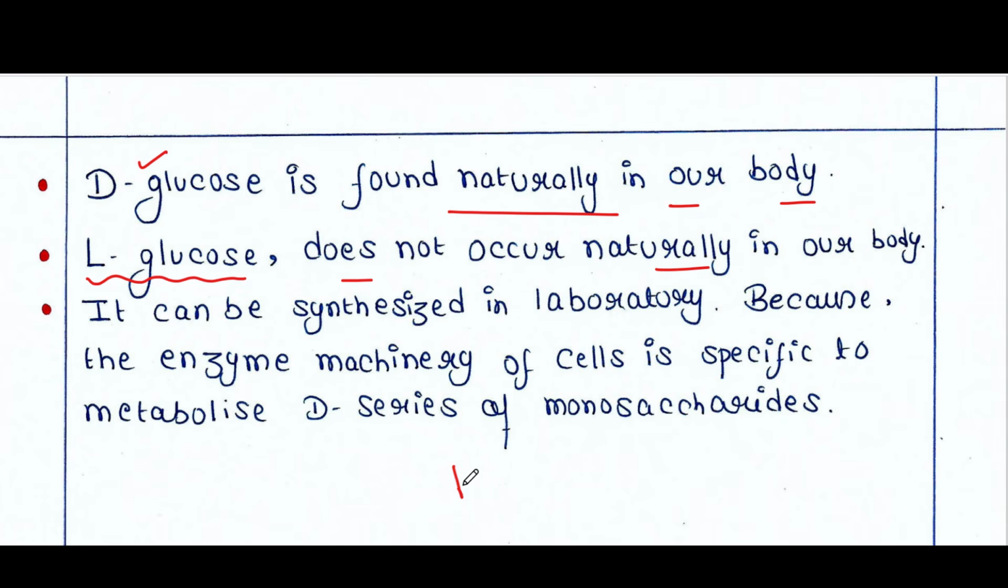We know that hexokinase is a very important enzyme, the first enzyme of the glycolysis pathway. This hexokinase and all other kinases and enzymes can break down only D-glucose. They can act on only D-glucose, but hexokinase cannot act on L-glucose. Hence, in all the cells of our body, you will get only D-glucose, not L-glucose.